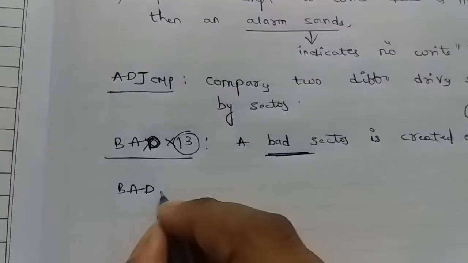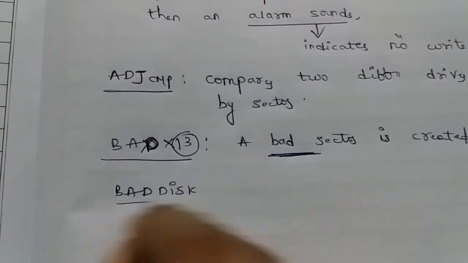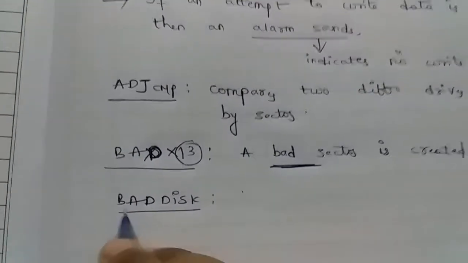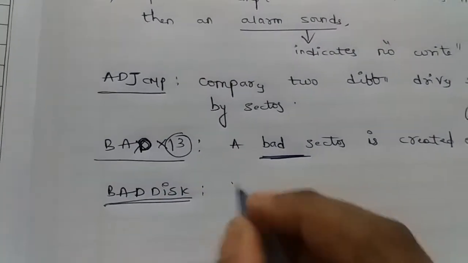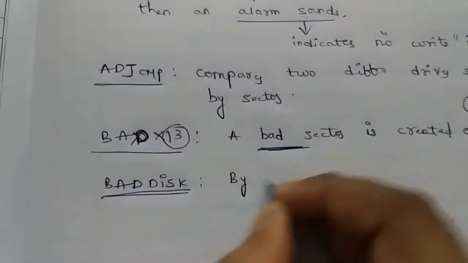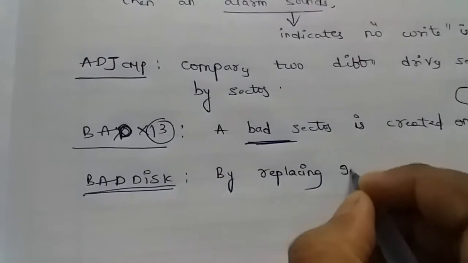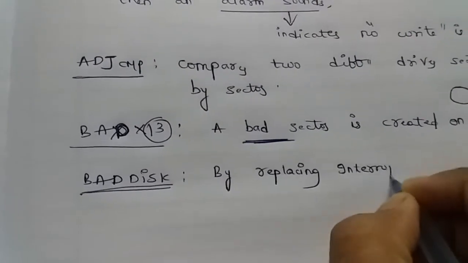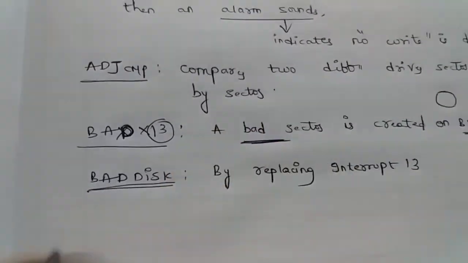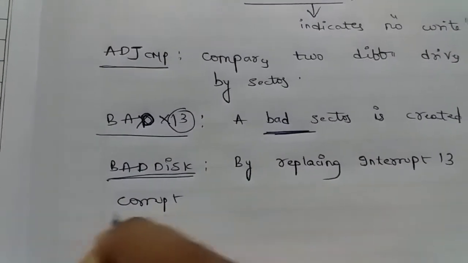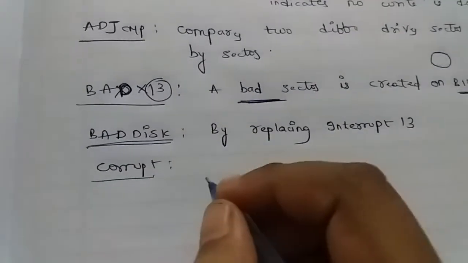Next, BAD disk. What is meant by BAD disk? It replaces the bad disk by replacing interrupt 13, as above. Next one, corrupt.